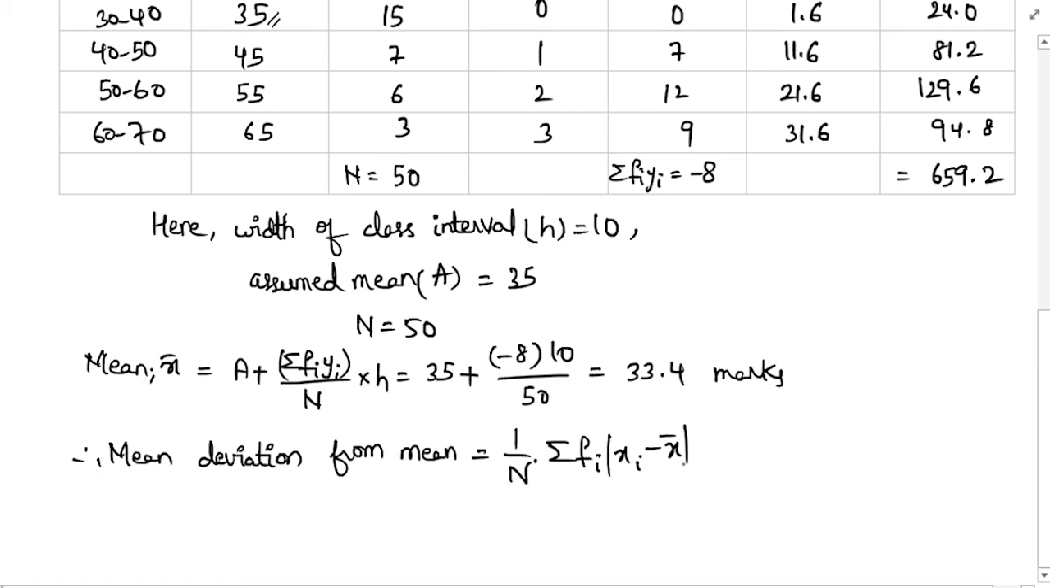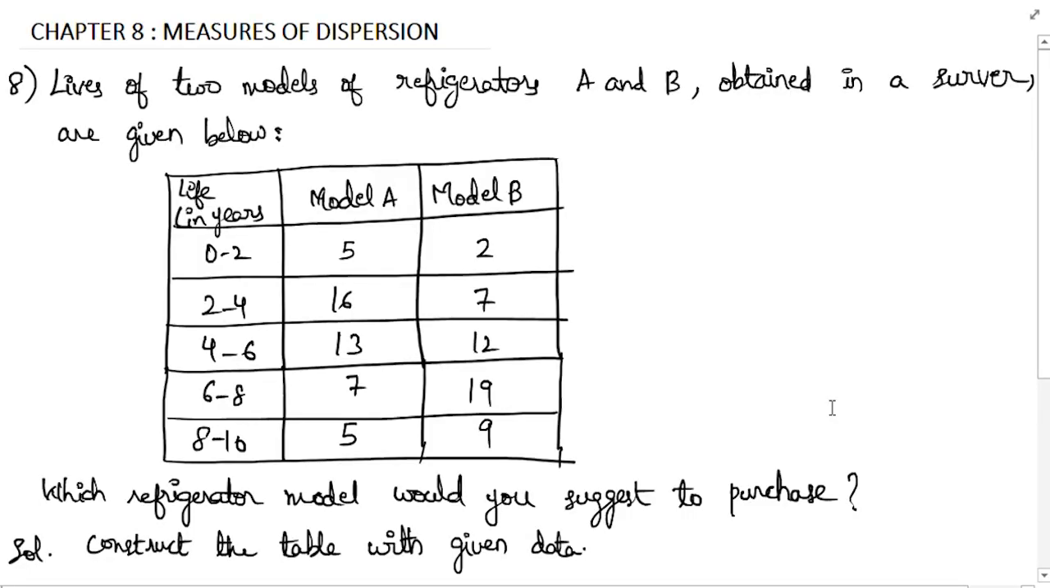Okay, so that is equal to xi bar. So that is equal to 1 by 50 into 659.2, that is equal to 13.18 nearly.